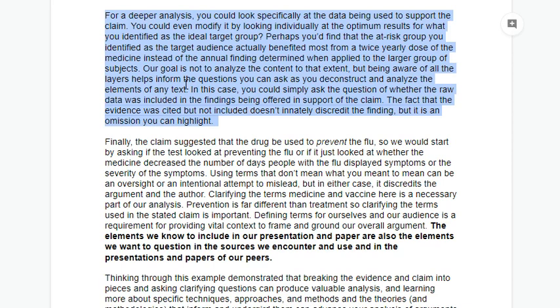Our goal is not to analyze the content to that extent, but be aware of all the layers. Being aware of all the layers helps inform the questions you can ask as you deconstruct and analyze the elements of any text. In this case, you could simply ask the question of whether the raw data was included in the findings being offered in support of the claim. The fact that the evidence was cited but not included doesn't innately discredit the finding, but it is an omission you can highlight.